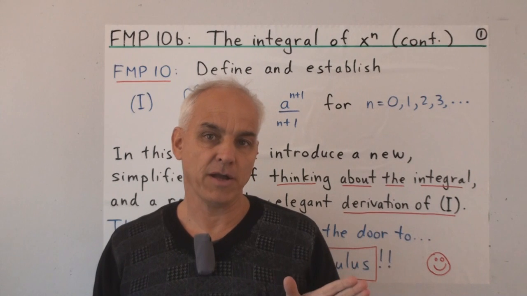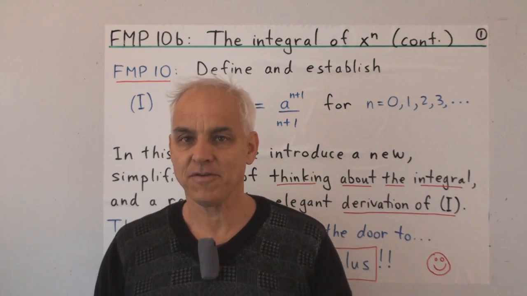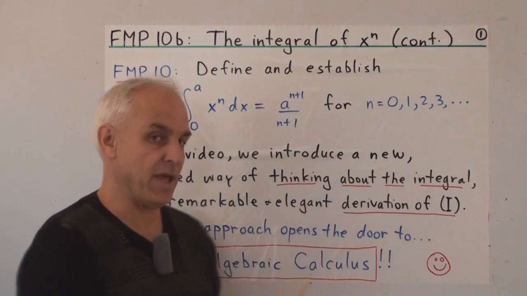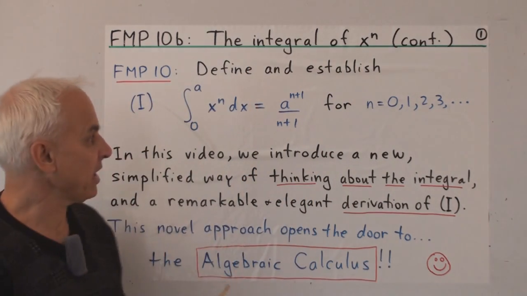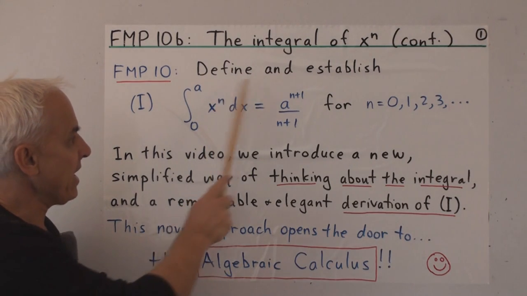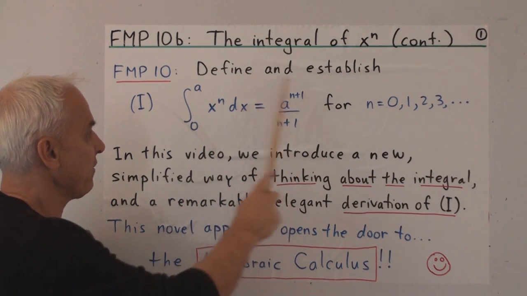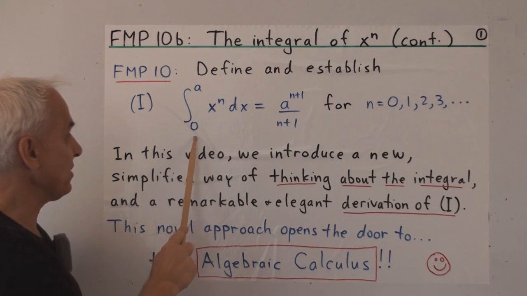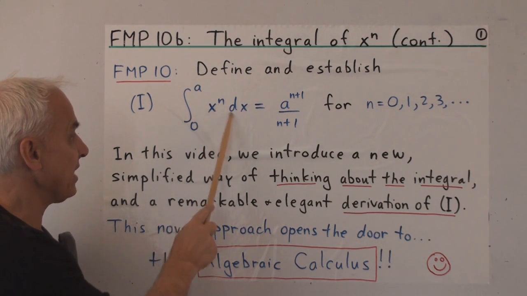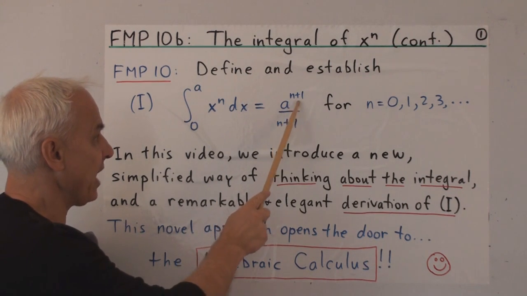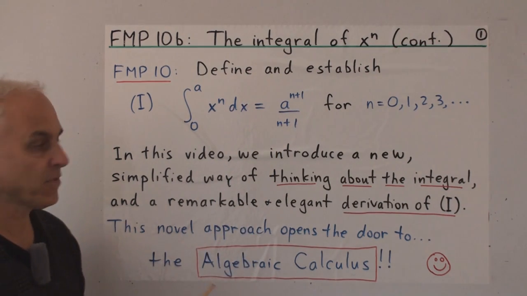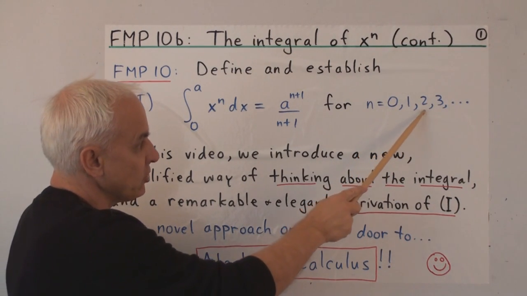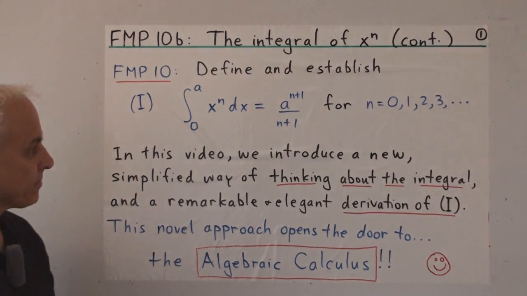Today we're continuing on talking about our 10th famous math problem, which is the integral of x to the n. More specifically, we're trying to define and establish this particular formula, usually called Cavalieri's formula, which is that the integral from 0 to a of x to the n dx is equal to a to the n plus 1 over n plus 1, for n a natural number, or 0. So 0, 1, 2, 3, 4, and so on.